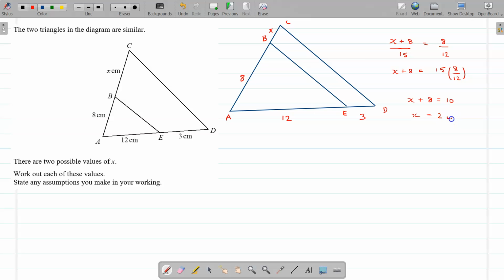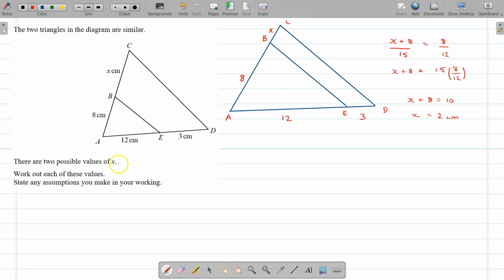So if that was all the question was asking, you would be finished. And you would have assumed that these two lines here are parallel, which they would have to be to cause the two triangles to be similar. So we think we've answered the question. But of course we haven't, because there's another value of x that we've got to find.